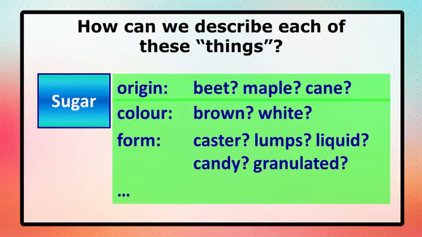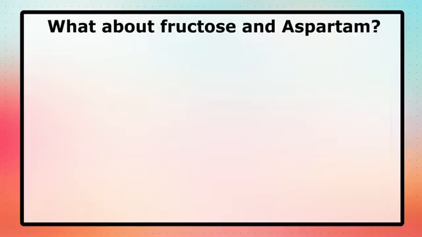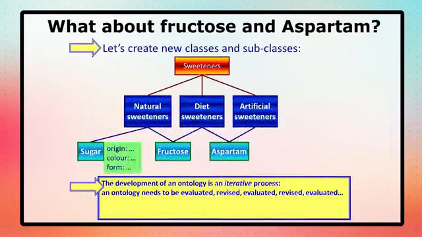First, sugar. It's very easy to say. There are several origins of sugar: wheat, maple, or cane. Color, maybe brown or white. Form: castor, lumps, liquid, candy, or granulated. What about fructose and aspartame? Let's create new classes and subclasses.